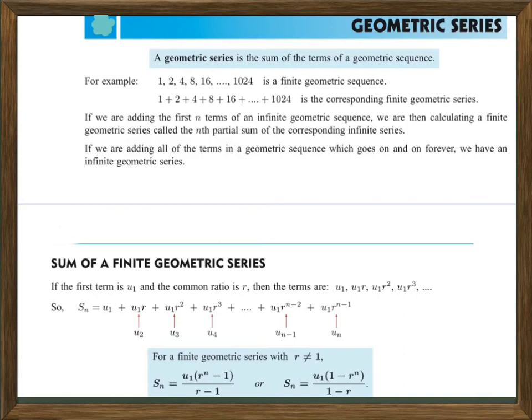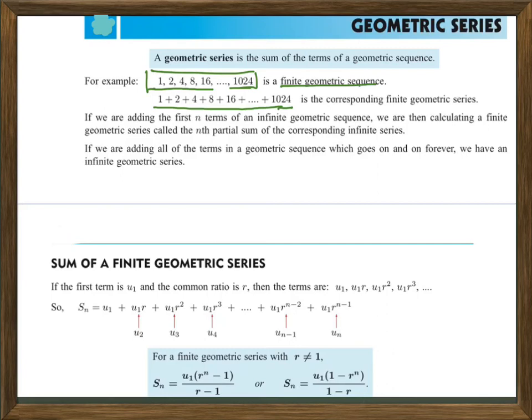Similar to arithmetic series, we will talk about the geometric series. So how do we find the sum of a geometric series? Here you have a few examples, like 1, 2, 4, 8, 16 up to this. This is a finite geometric series, because there is a fixed number of terms in this sequence. So we can write 1 plus 2 plus 4 plus 8 plus 16 and so on. We need to sum it.